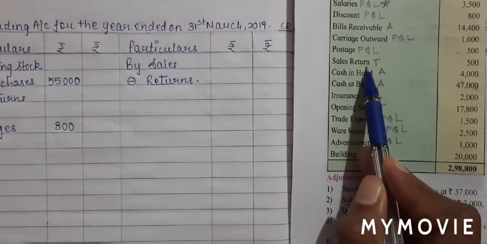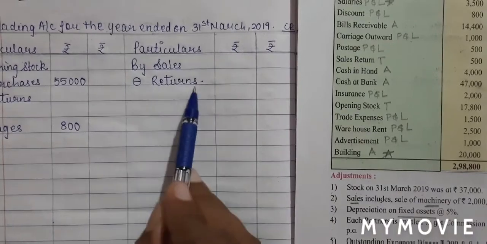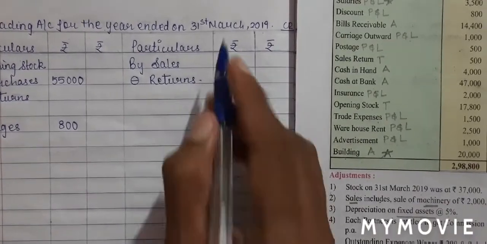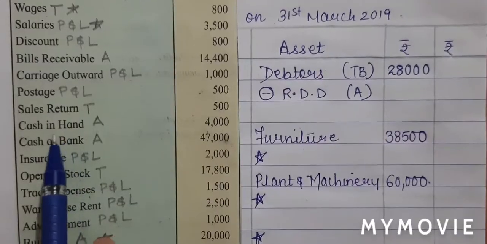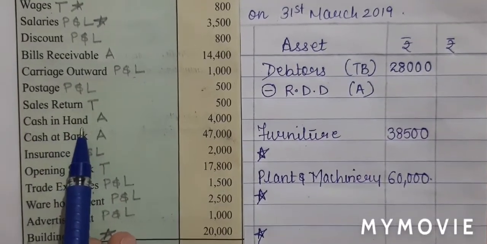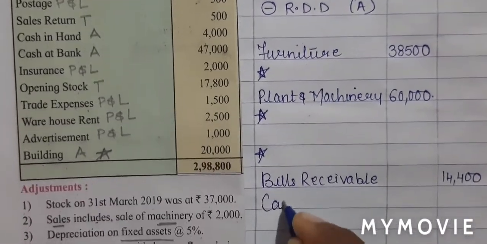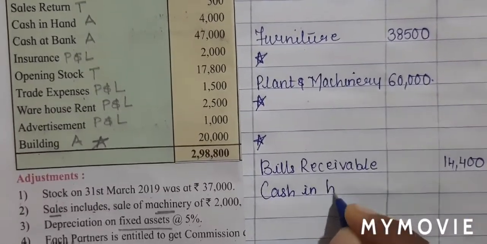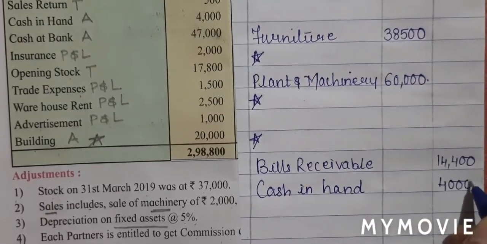Next is sales return, which I'll write on my trading account. So trading account credit side, I've already written sales return. In the inner column, I'll write 500. Next is cash in hand, which I'll be writing on my asset side. So I will write down cash in hand. There is no star, so outer column 4,000.